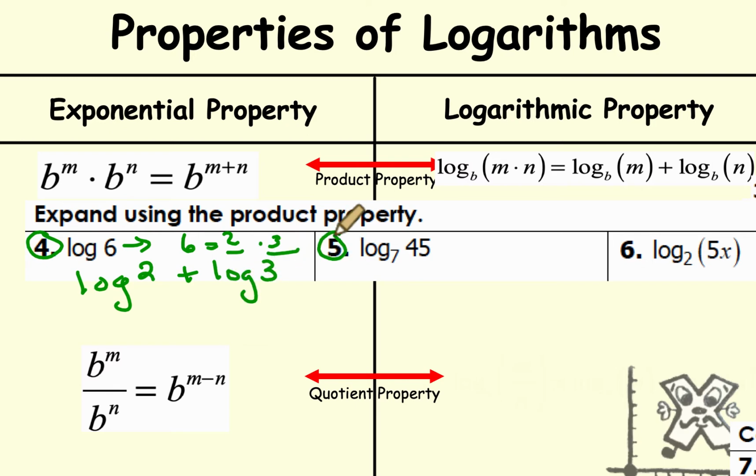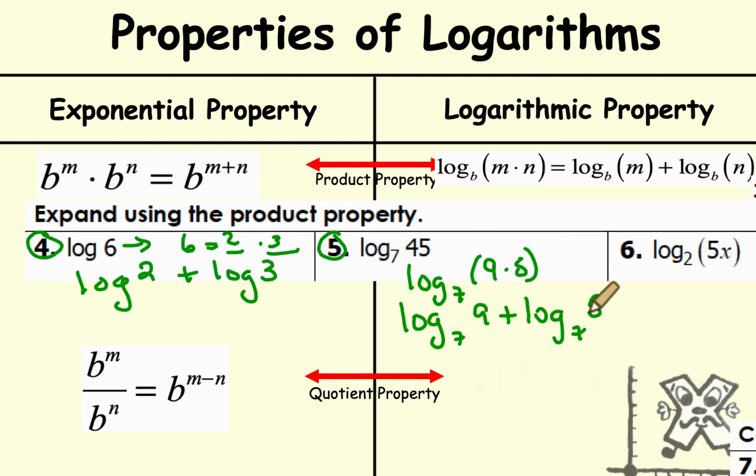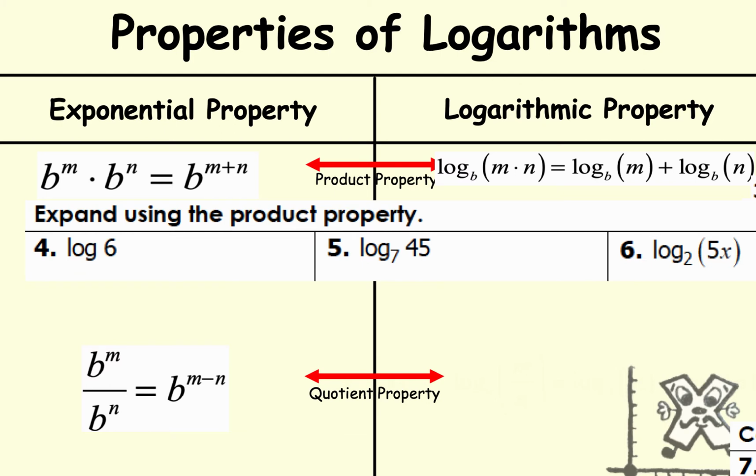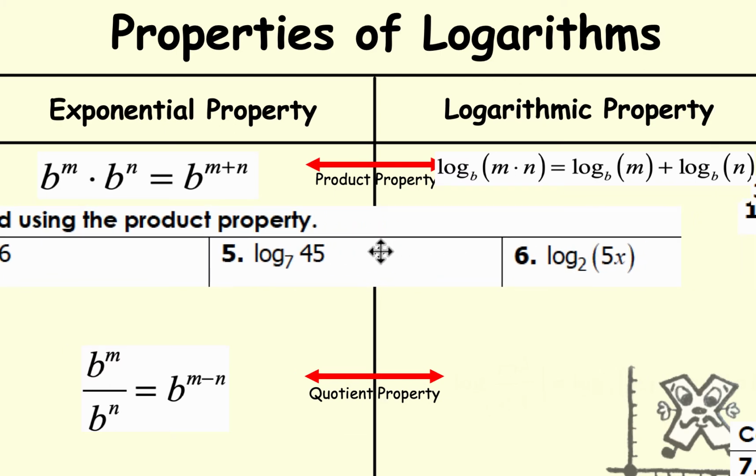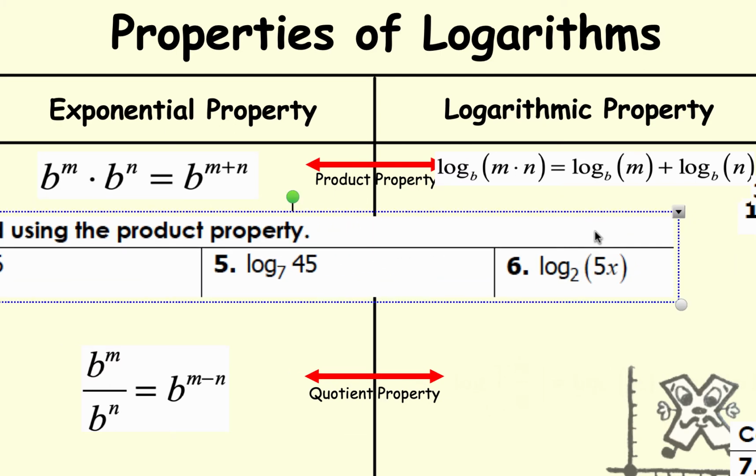Same thing over here on number 5. What are two numbers that multiply to 45? It could be any two numbers, but let's say I decided to do it as 9 and 5. Then I would write this as log base 7 of 9 plus log base 7 of 5. And finally, looking at number 6, what are my two factors here?